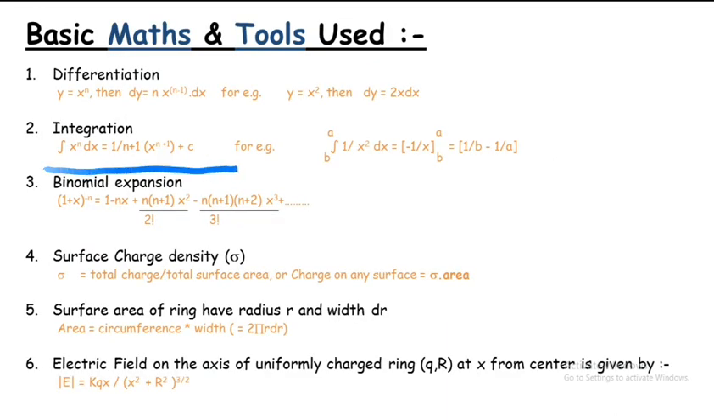This is the thing. The same example has been done here. Integration of 1/x² is equal to -1/x, and on putting limits a and b, we will get 1/b - 1/a.